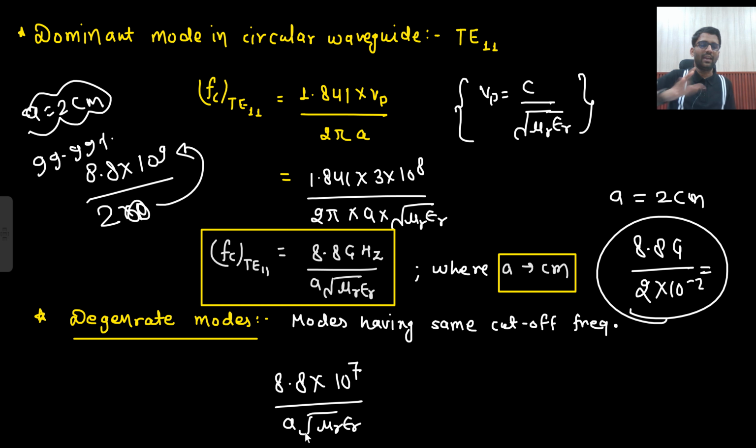Now I don't need to tell whether A is in centimeter or meter. So by default you take it to be in meter. So what would you have done? 8.8 into 10 to the power 7. Then let's just say A is 2 centimeters, so 2 into 10 to the power minus 2.